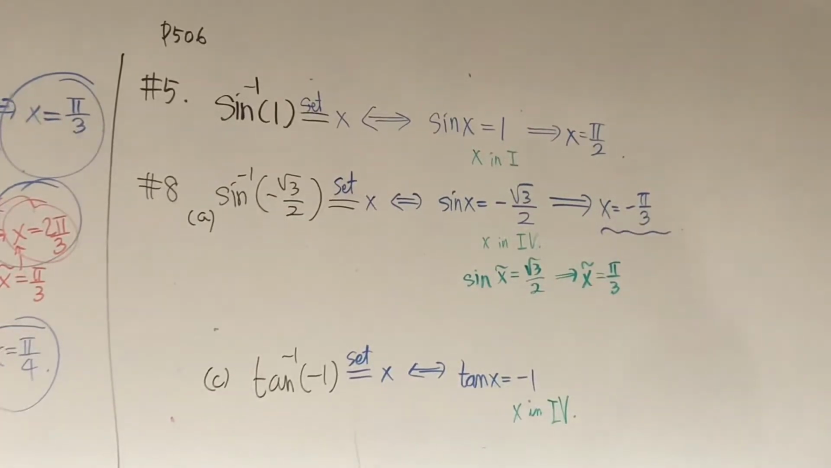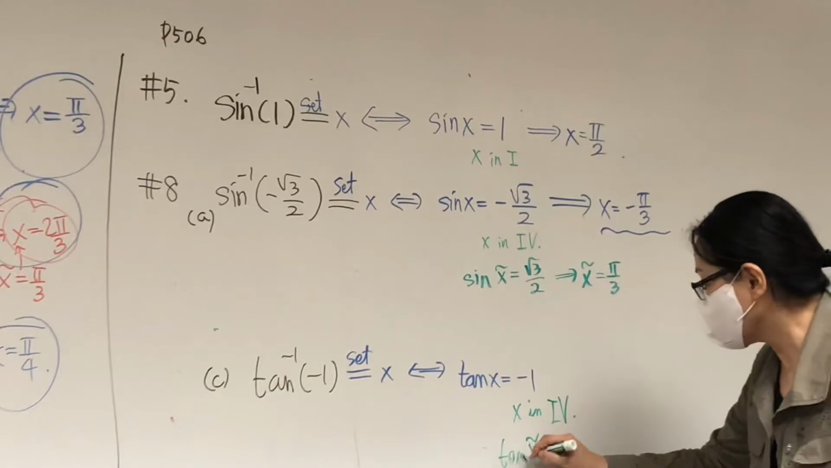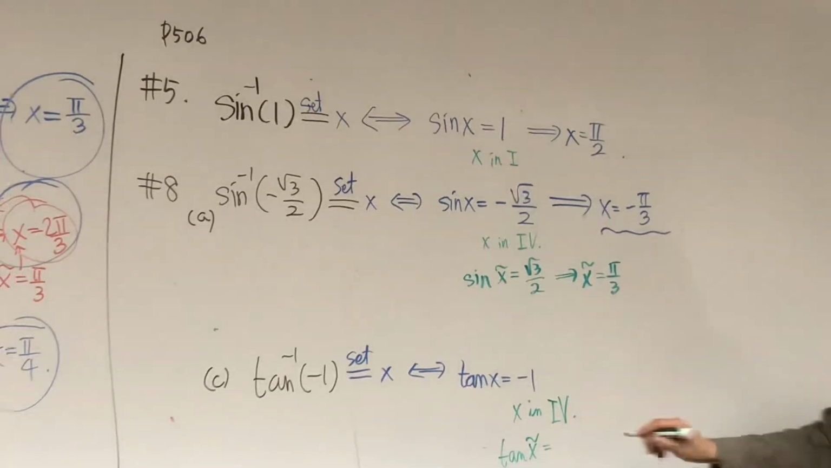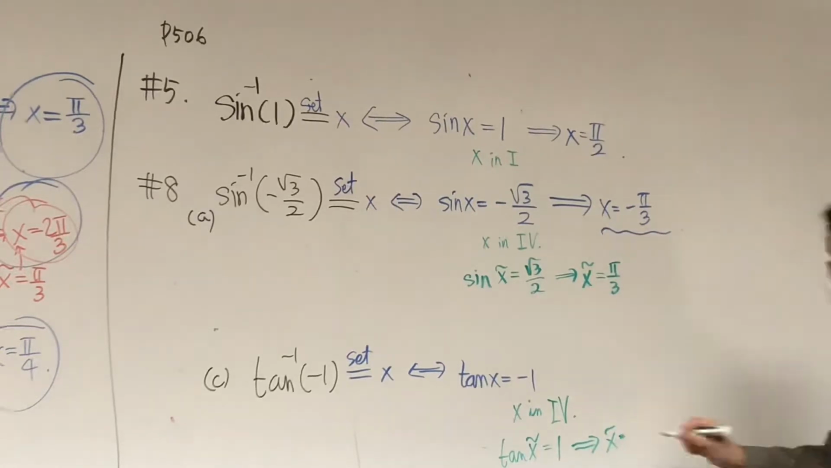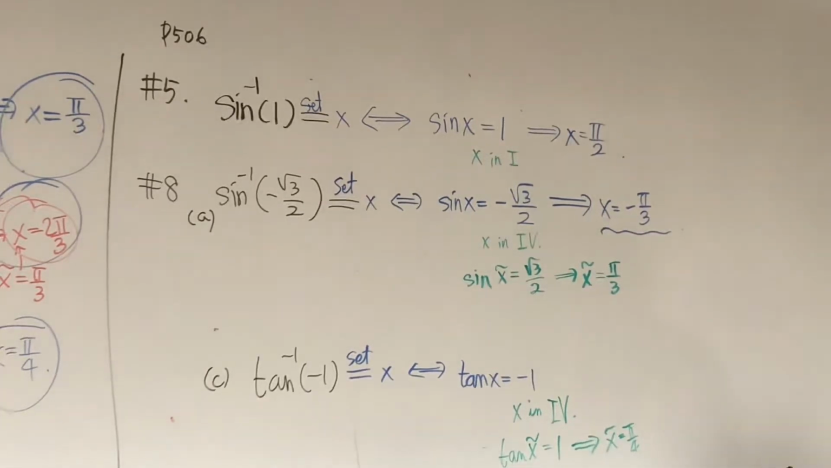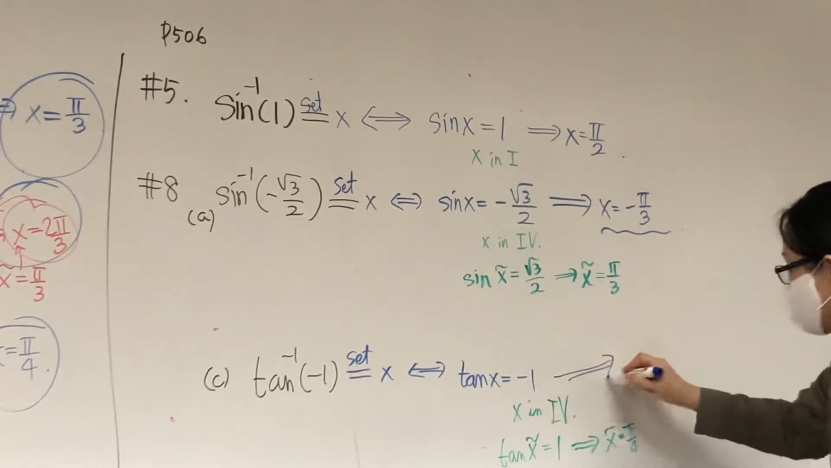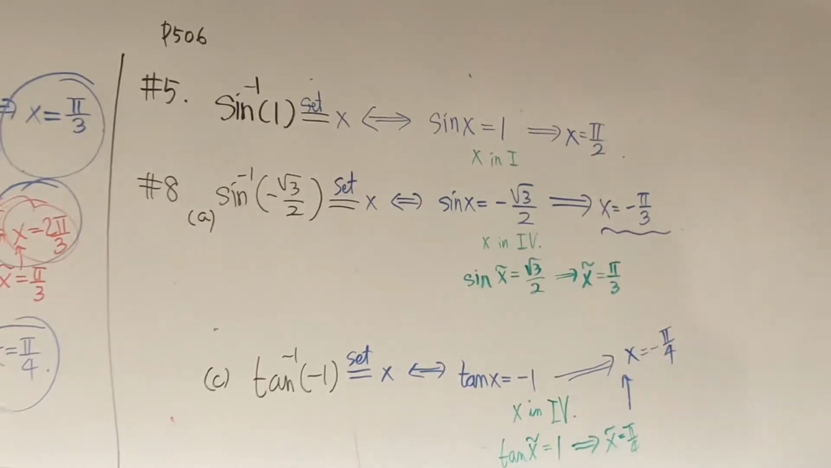So you need x tilde. Yes, we need x tilde. And then tangent x tilde should be what? 1. What is x tilde? Pi over 4. Good. And then what did you answer for x? Negative pi over 4. Very good.